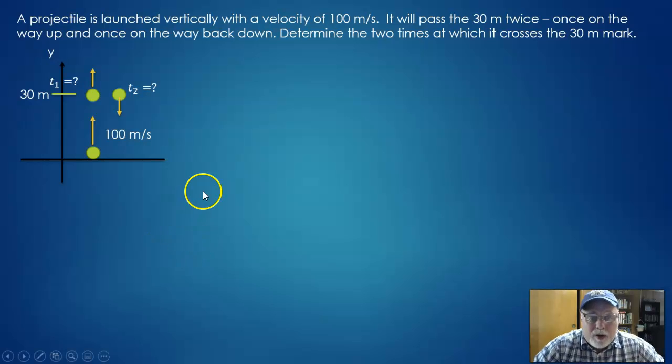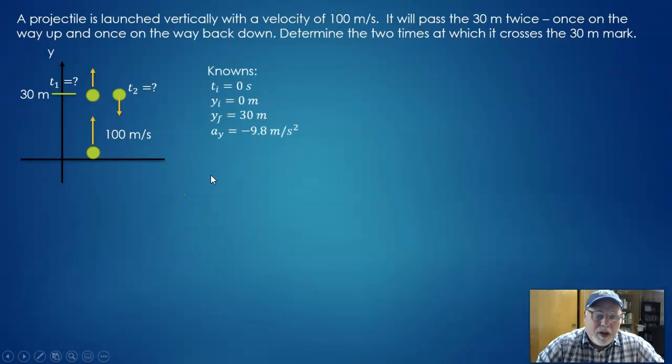Now let's write out our knowns, and I'm just going to put the list here. Here's what I know. I know that my initial time is 0 seconds. The problem didn't give me a time to work with, so I'm going to say we started our watches right at the moment that it was launched, so 0 seconds. My initial position is going to be 0 because I'm down here on the ground. Now my Y final. Remember, Y final is just the later point at which you want to determine something about what's going on at that position. So my Y final is going to be 30 meters on the way up and on the way down, okay?